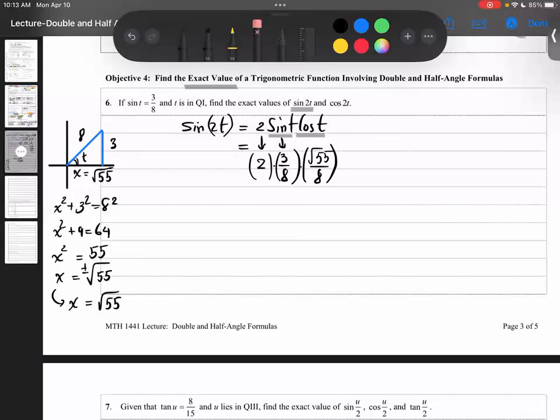They want the exact value. Three root 55 over 32. You have to simplify it, okay? This is how I see this. I'll just tell you what I see. The 2 and the 8: 2 goes into 8, 4 times, right? So in the bottom, 4 times 8 is 32, and in the top, 3 root 55.